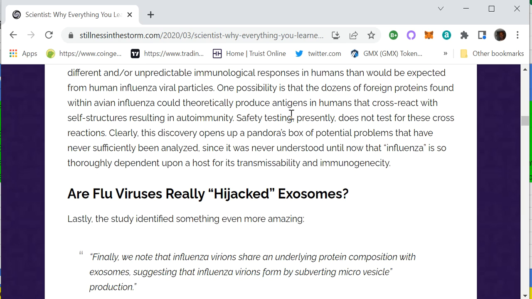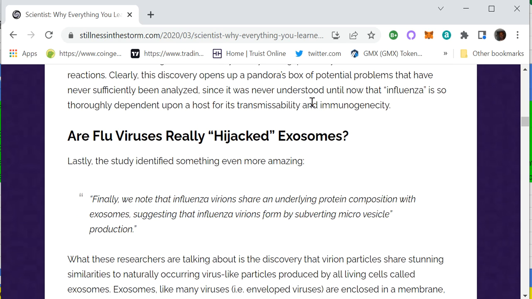Now, I've done a lot of work on exosomes. Are flu viruses really hijacking exosomes? Exosomes are little messenger RNA pieces in vesicles. So finally, in this article, we note that influenza virions share an underlying protein composition with exosomes, suggesting that influenza virions form by subverting a microvesicle.